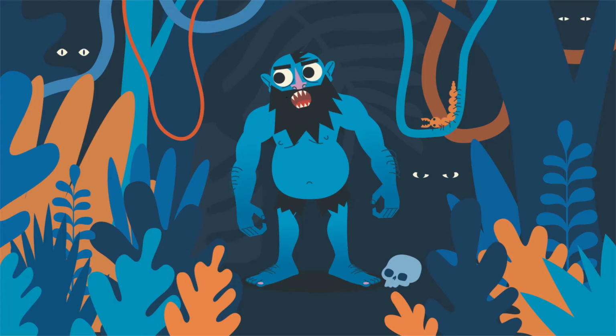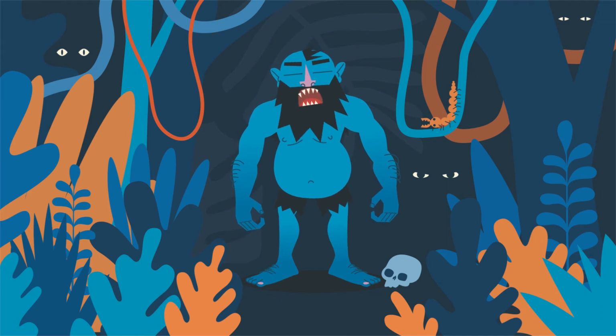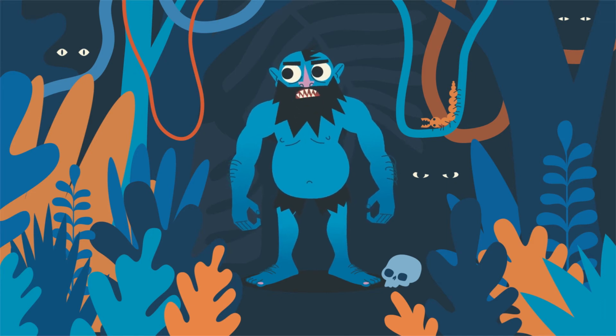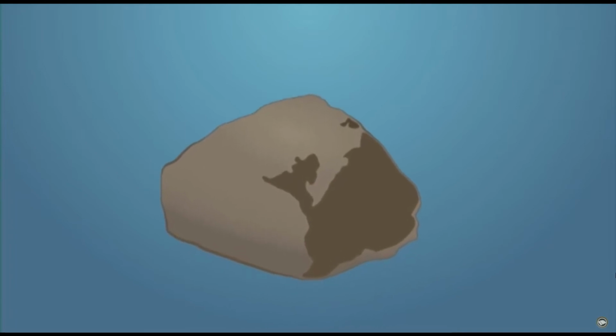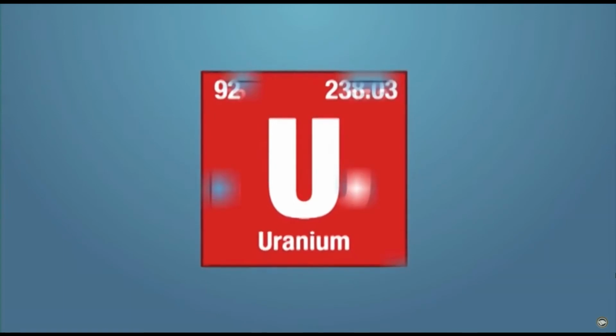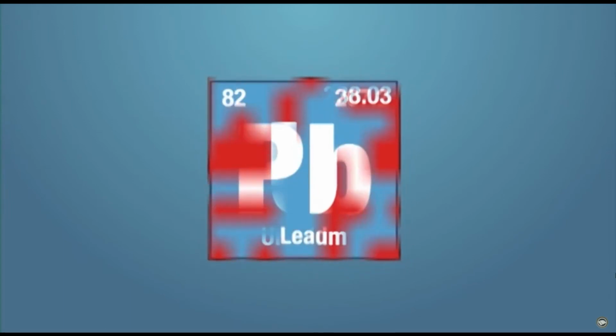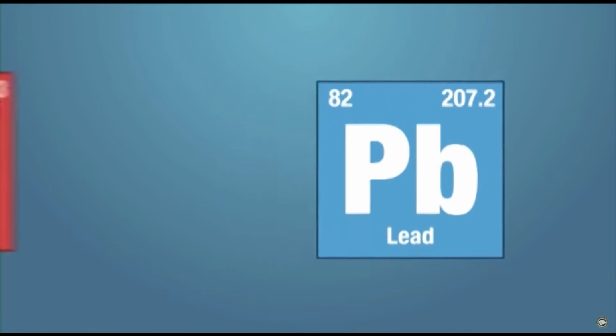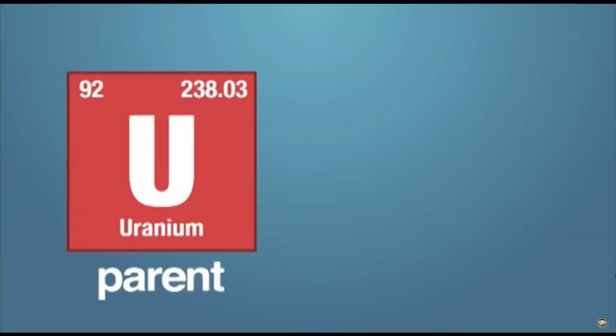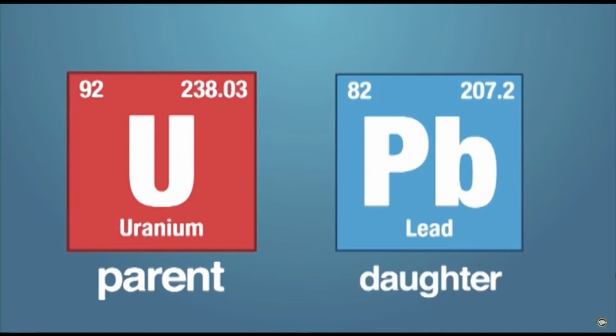For example, one type of particle in igneous rock is radioactive uranium. When igneous rock forms, it contains a small amount of radioactive uranium. Over millions of years, these uranium particles decay to form lead particles. Scientists know the rate at which particular radioactive particles decay.